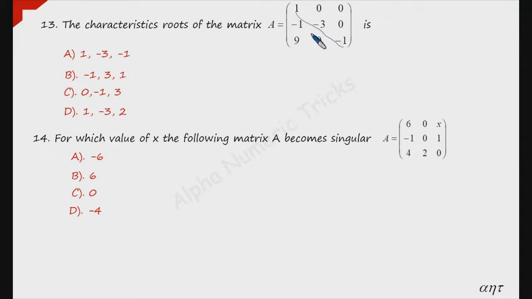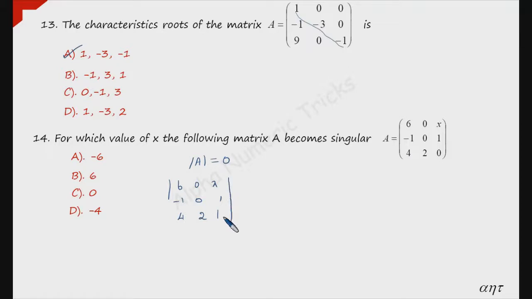And next one: for which value of x does the following matrix A become singular? A is equal to 6, 0, x, minus 1, 0, 1, 4, 2, 0. So which is the correct answer? That is, for what value of x does the matrix A become singular? What is a singular matrix? For a singular matrix, determinant A is equal to 0. So we have to find out the determinant A for this matrix.